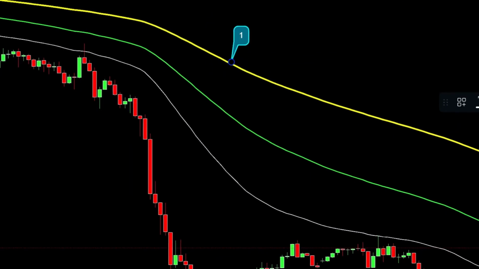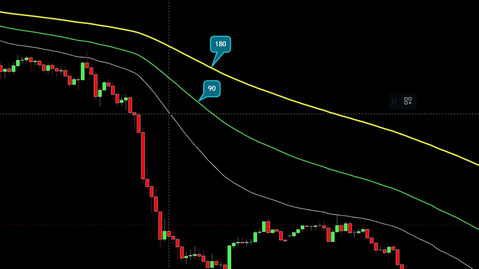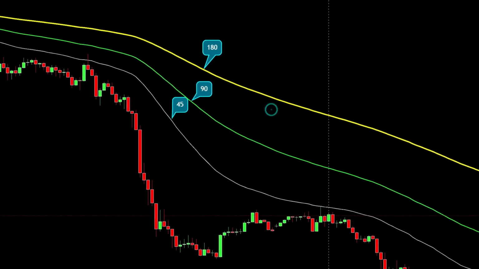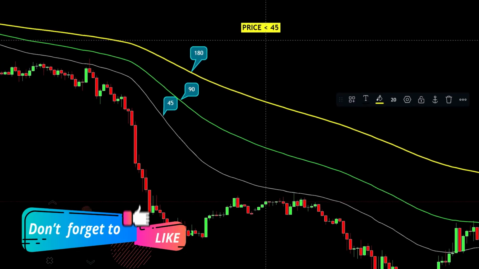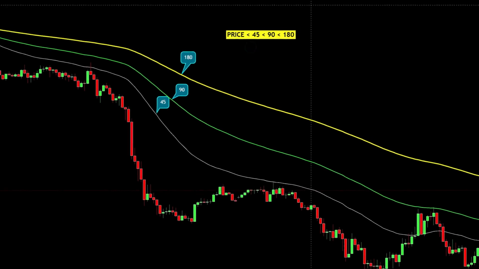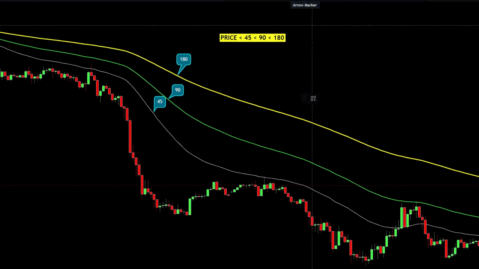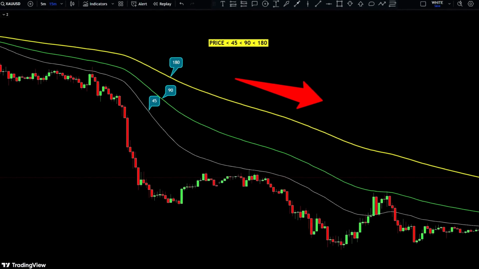So now, in a downtrend, the runners are arranged in a specific order with the price candles in the lead, followed by the 45 EMA, then the 90 EMA and finally the 180 EMA. Essentially, the price candles are the fastest runners and each EMA is a slower runner following behind. This indicates that the overall market trend is heading downward.